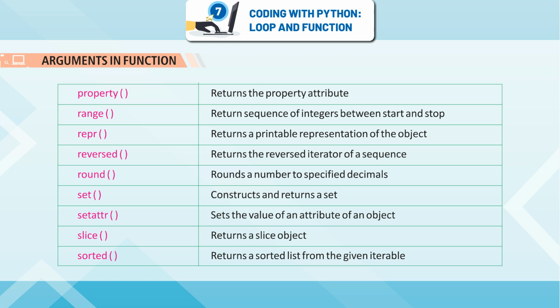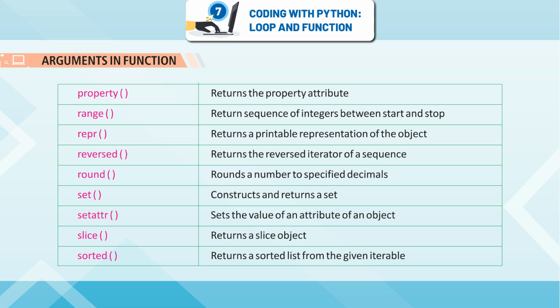range returns a sequence of integers between start and stop. repr returns a printable representation of the object. reversed returns the reversed iterator of a sequence. round rounds a number to specified decimals. set constructs and returns a set. setattr sets the value of an attribute of an object. slice returns a slice object.